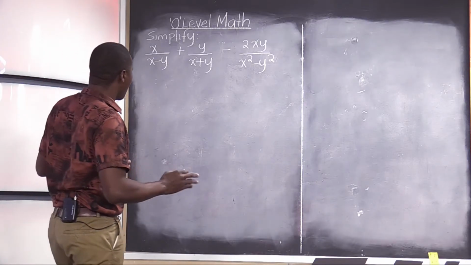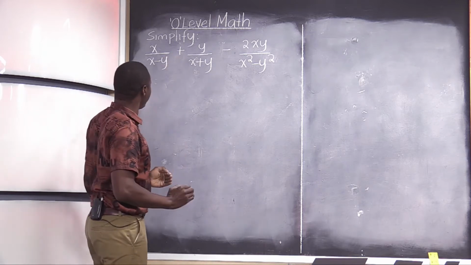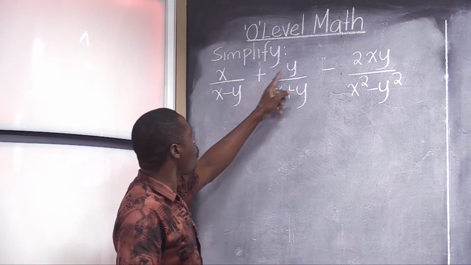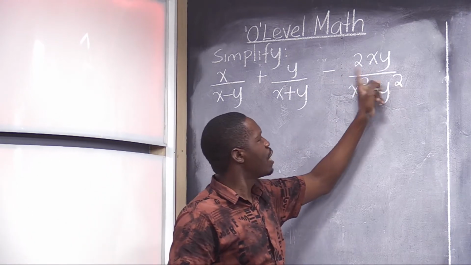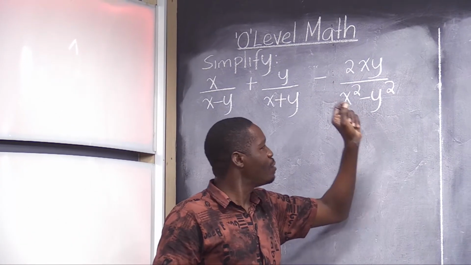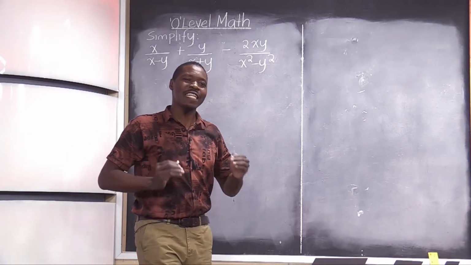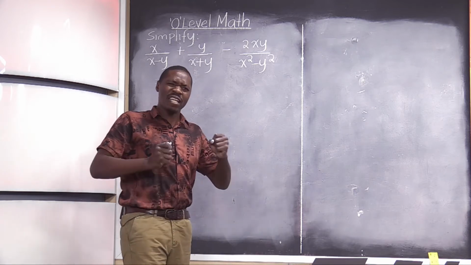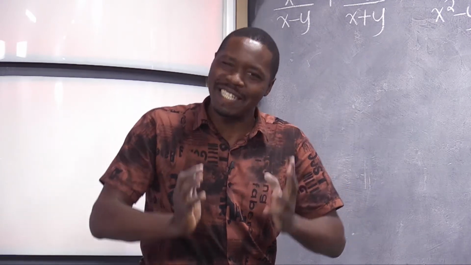Now, what do we have today? The simple package that we have today says simplify. They want us to simplify x over x minus y plus y over x plus y minus 2xy all over x squared minus y squared. The examiner wants us to write it in a simpler form, to break it down and decompose it, so that it becomes simpler.